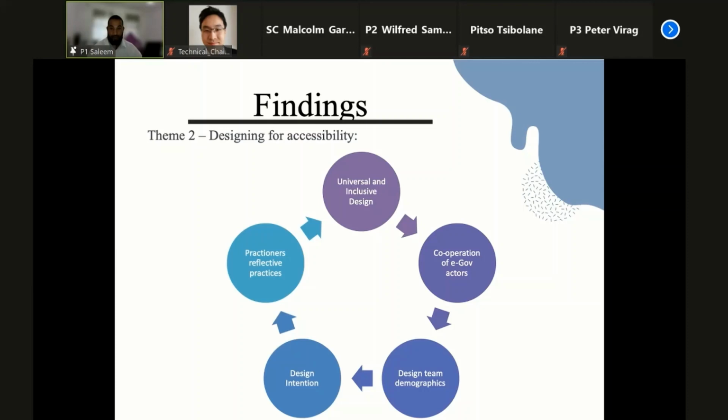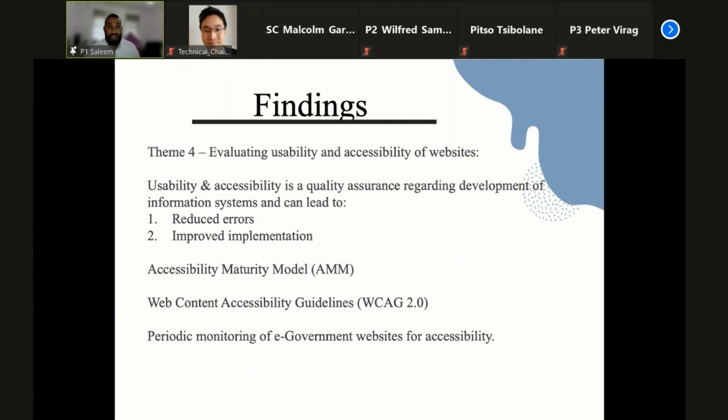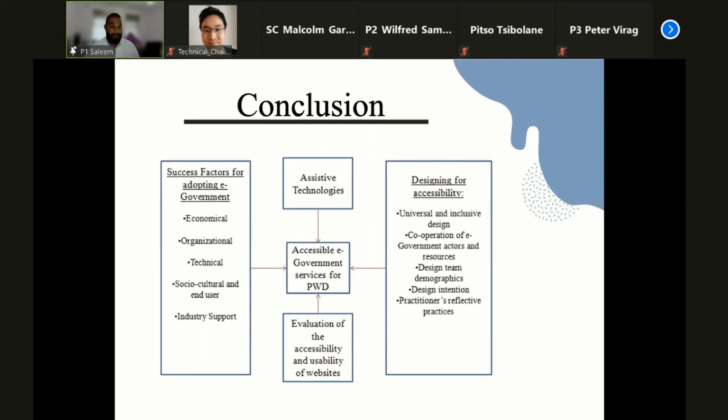Yes. Sorry about that. Okay, so I will just move on to the next slide, which is the assistive technologies. There is a need for readily available, cost-effective, easy to use, and compatible assistive technologies. However, the challenges are that they are not adapted to or compatible with the technologies being used. And then the fourth finding was evaluation and usability, and the biggest outcome of this was periodic monitoring of e-government websites for accessibility.